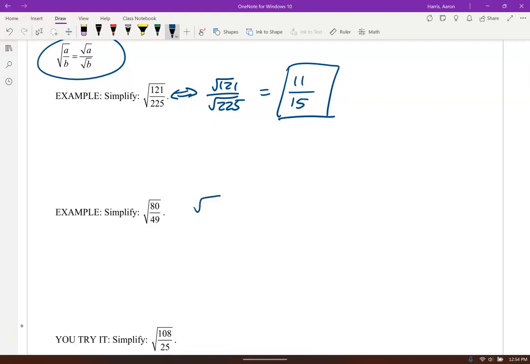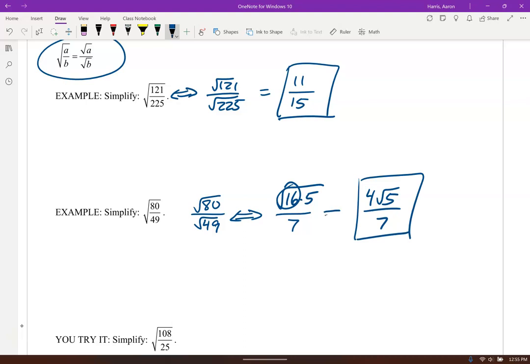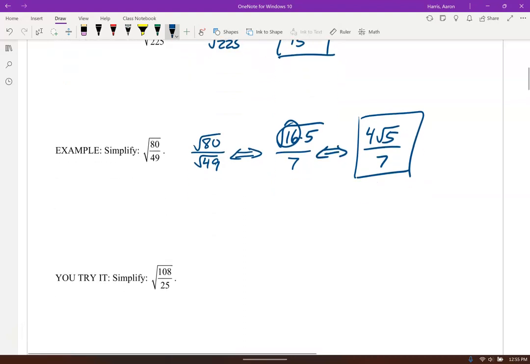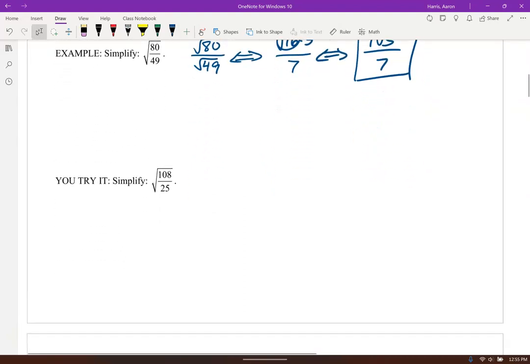This one I would also split up. I'd have square root of 80 over square root of 49. Because I know the square root of 49 is 7. And then 80, what is that? Isn't 80 16 and 5? 16 times 5. I know the square root of 16 is 4. So we got 4 root 5 over 7.